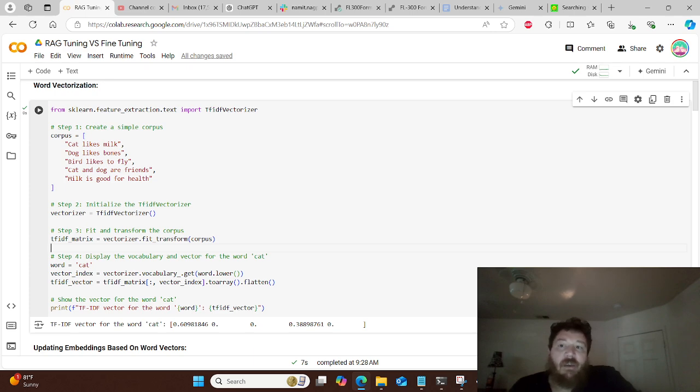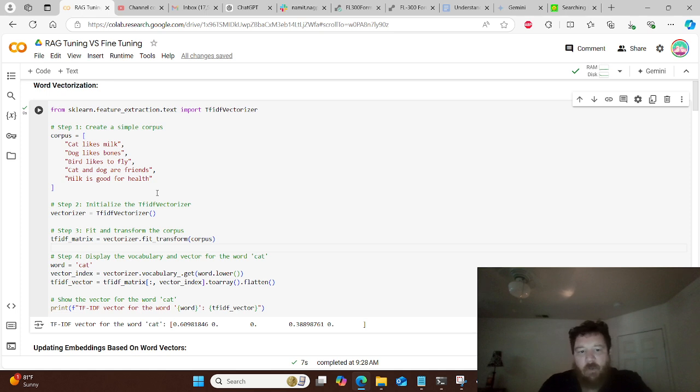And it's not a one-to-one translation. Generally speaking, about 4 letters equals 1 token. And so the very first thing that I'm going to demonstrate here is exactly how this vectorization process works, essentially taking a word or a sentence and then breaking it down into a token. In this example, we have some sentences, and then we have a word that we want to illustrate being tokenized. So: cat likes milk, dog likes bones, bird likes to fly, cat and dog are friends, and milk is good for health.